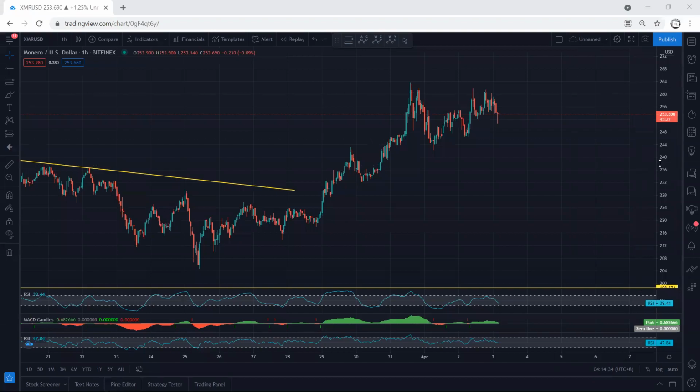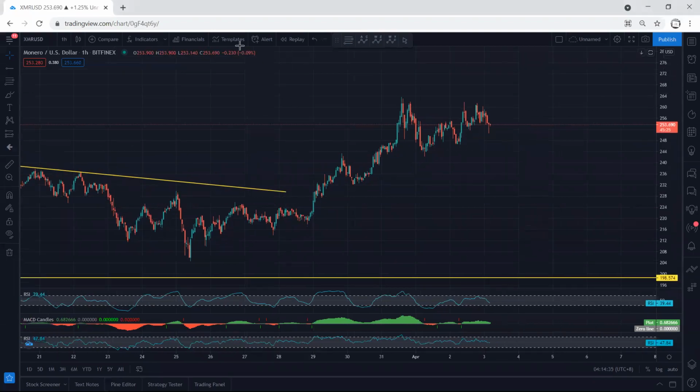XMR, we start with 1 hour chart. First of all, if we refer to our analysis, we have been looking since the price was within this move, we have been looking for buy. This is what we get.